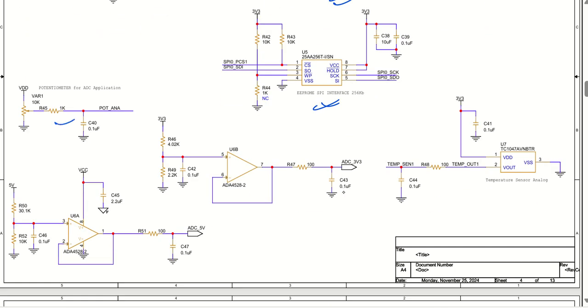Then, as you can see, we have a potentiometer with 10 kilo ohm resistance, and this goes to your potentiometer ADC. So if you want, you can test your ADC's functionality, as I have been telling you for the last couple of videos. You can see that as well.